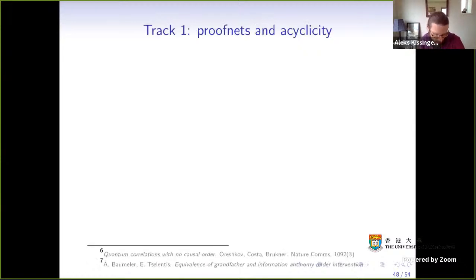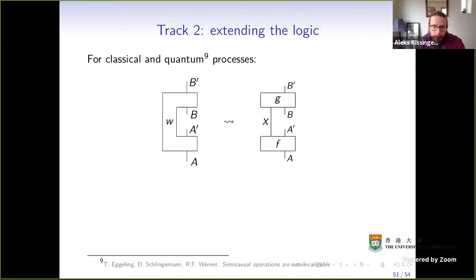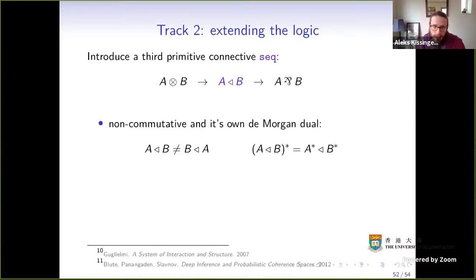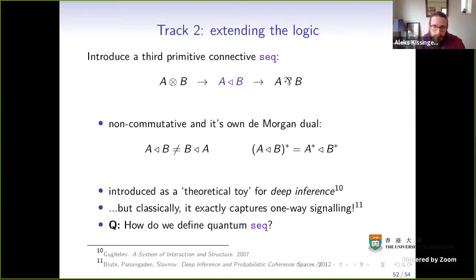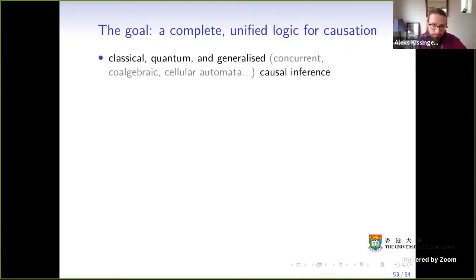Okay, so yeah, I was going to talk a little bit about some of these attacks on the problem and how it relates to other things people are working on in indefinite causal structures. But maybe I'll just jump to the big picture. Okay, so what's the goal here? The goal is a complete unified logic for causation. Okay, and that's the classical, the quantum, the generalized causation.